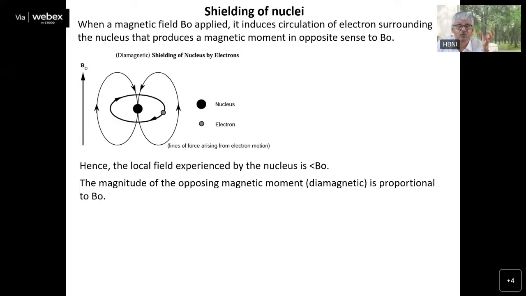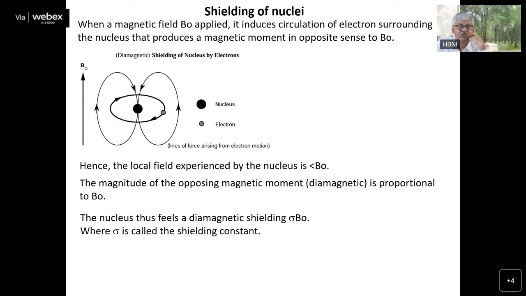This opposing moment is actually not a fixed quantity. If you increase the field, that also increases, because the circulation also increases with increasing magnetic field. So the nucleus feels what is called a diamagnetic shielding, and diamagnetic shielding is equal to sigma B0. Sigma is called the shielding constant, so it is the shielding constant times the applied magnetic field. That's why if you increase the magnetic field, the opposing magnetic moment also increases.